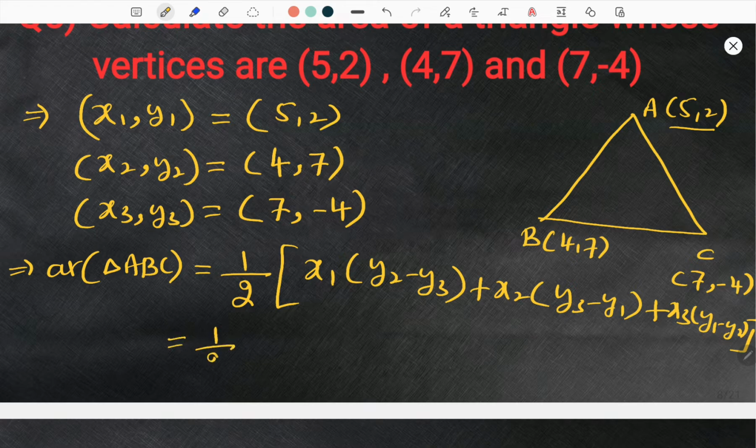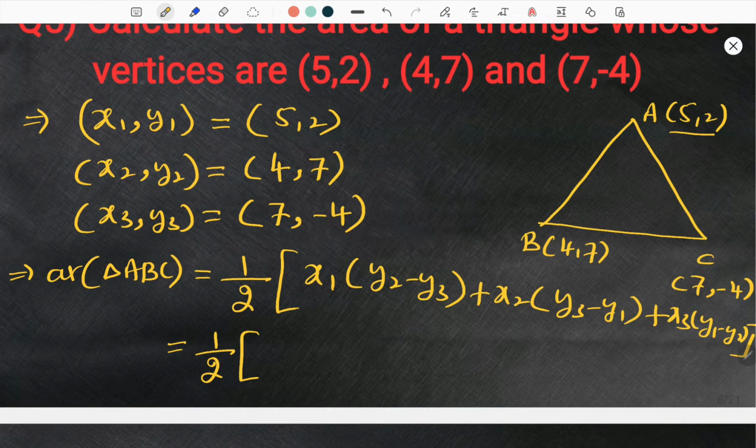Then it is 1 by 2 bracket, what is x1? Look at this, be careful while substituting these values. This is very important, substitution. Otherwise, if you make a single substitution wrong, then the complete answer is going to be wrong. So that's why x1 is 5 bracket y2 minus y3.